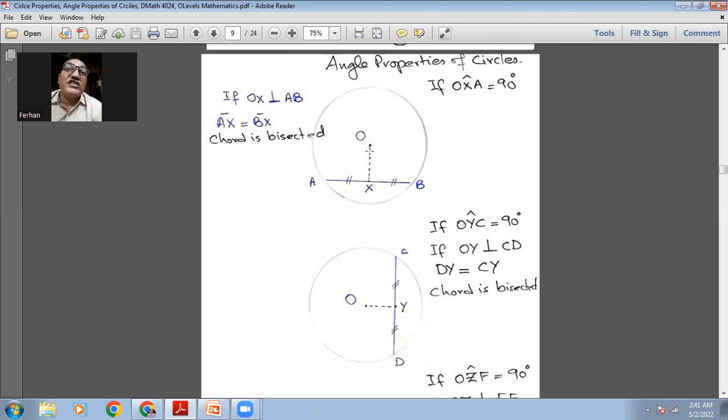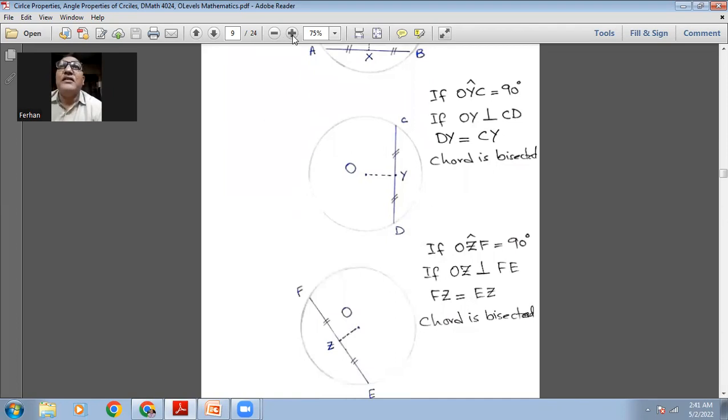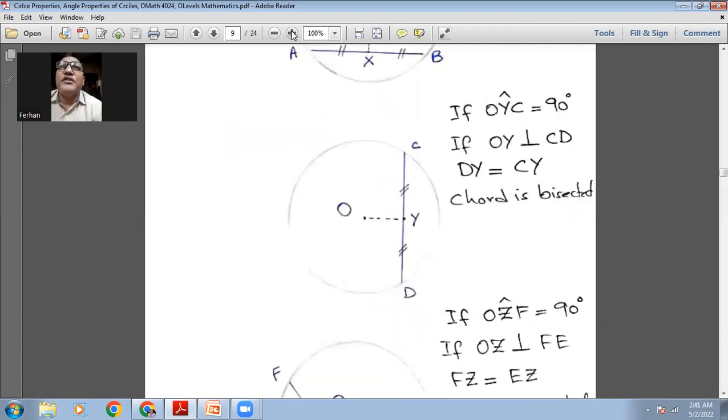If this line segment from the center makes a 90-degree angle with the chord, or in other words, OX is perpendicular to AB, then the chord will be bisected. It means that the chord will be divided into 2 equal parts. So AX and BX will be equal to each other. Here is another example.